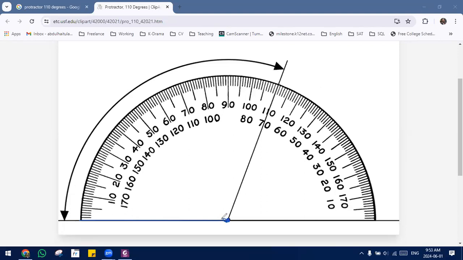And then I need to read till 110. We know that here it starts at 0. So this time we don't need to count from inside, where it's 170, 160. No, we count from here. 10, 20, 30, 40, 50, till you reach 100, and then exactly on the line of 110. This is 110. So I use my pencil and I put a dot here.